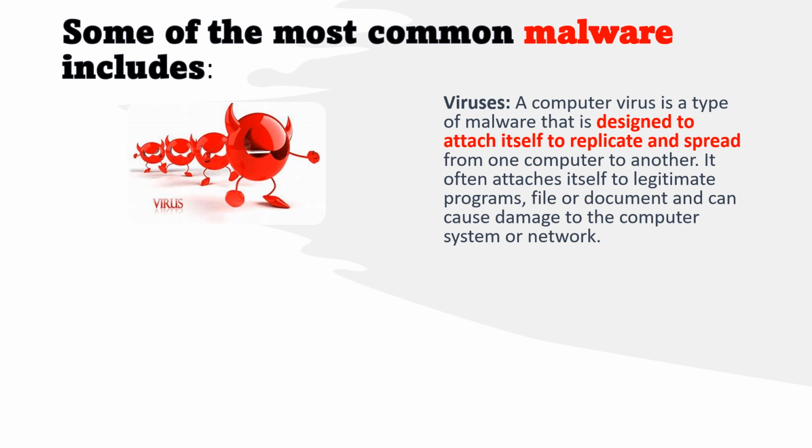Viruses. A computer virus is a type of malware that is designed to attach itself to replicate and spread from one computer to another. It often attaches itself to legitimate programs, files, or documents, and can cause damage to the computer system or network. A key feature to note about a virus is that it is designed to attach itself. A virus cannot replicate without attaching itself to either a computer program, a computer file, or a document that is being sent via the computer system or network.